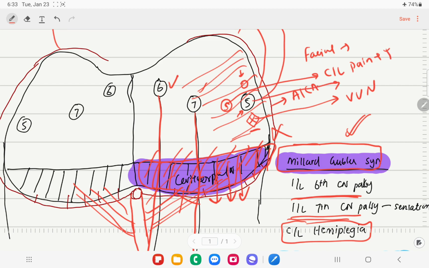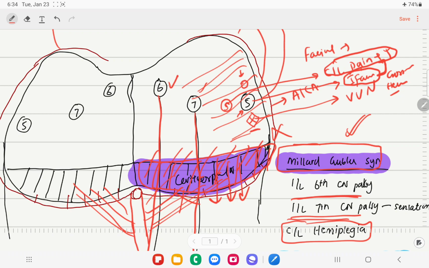And when the fifth nerve is involved, we'll have features like ipsilateral facial sensations being lost. So these two features, contralateral pain and temperature loss and ipsilateral facial sensation loss, are called crossed hemianesthesia. Because the fifth trigeminal nerve is involved on the ipsilateral side, and on the contralateral side we have pain and temperature loss. This is called crossed hemianesthesia, right?